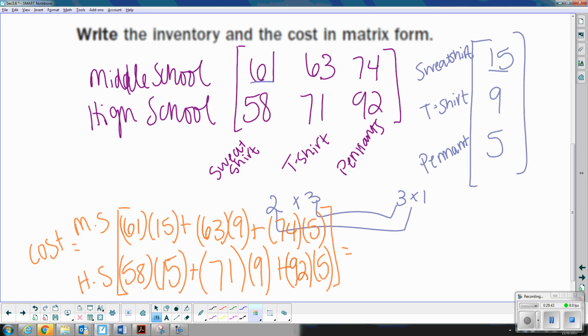So if you evaluate these, 61 times 15 plus 63 times 9 plus 74 times 5, you get a total middle school inventory cost of $1,852. 58 times 15 plus 71 times 9 plus 92 times 5, you get a total high school inventory cost of $1,969. So our middle school has $1,852 in inventory. Our high school has $1,969 of inventory.